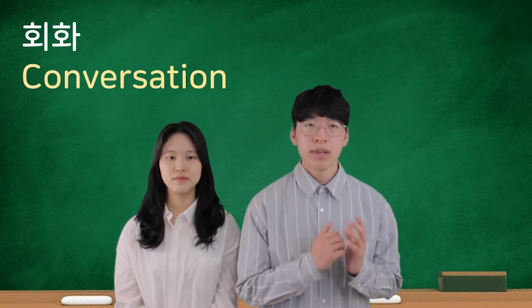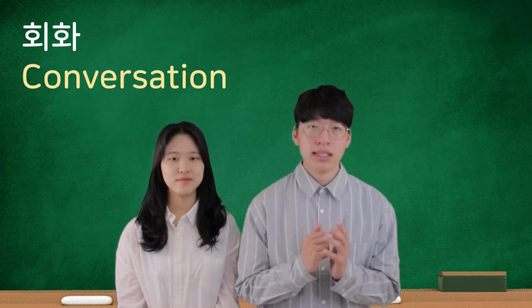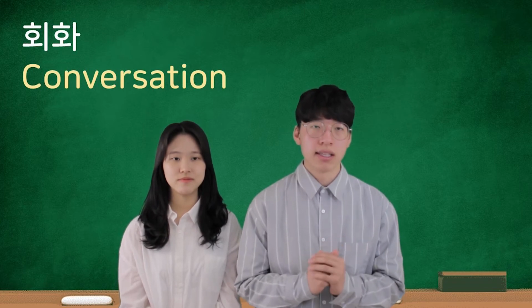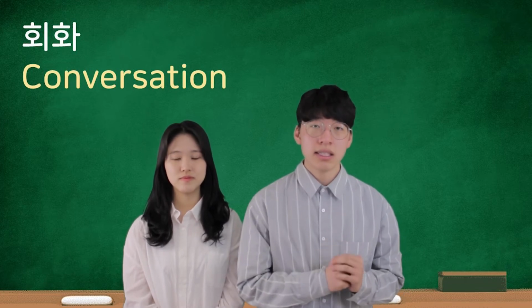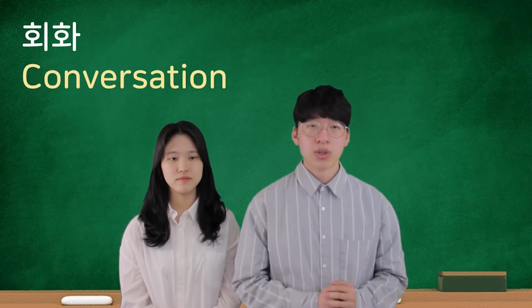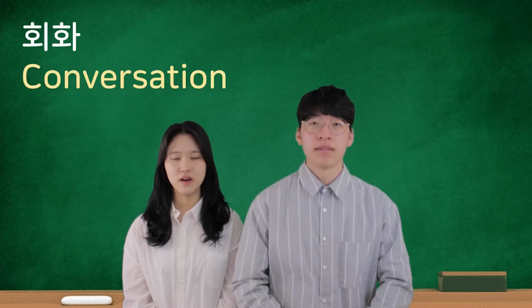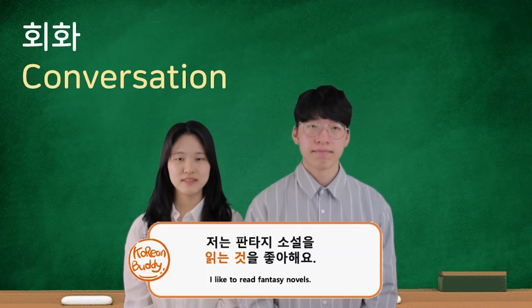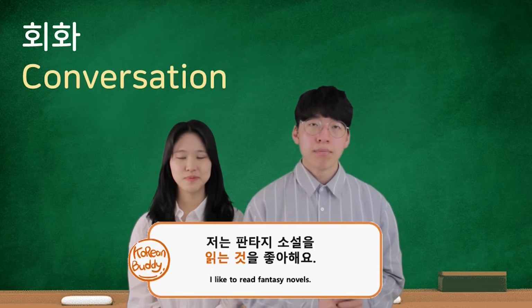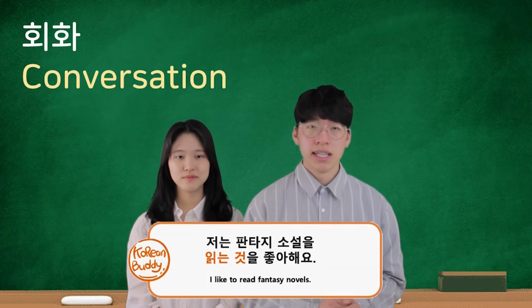Let me explain how we used the 는 것 grammar in the sentence. From the verb 읽다, 다 is removed and 는 것 is used. So it becomes 읽는 것. So then, please repeat after me loudly. 저는 판타지 소설을 읽는 것을 좋아해요. 저는 판타지 소설을 읽는 것을 좋아해요.